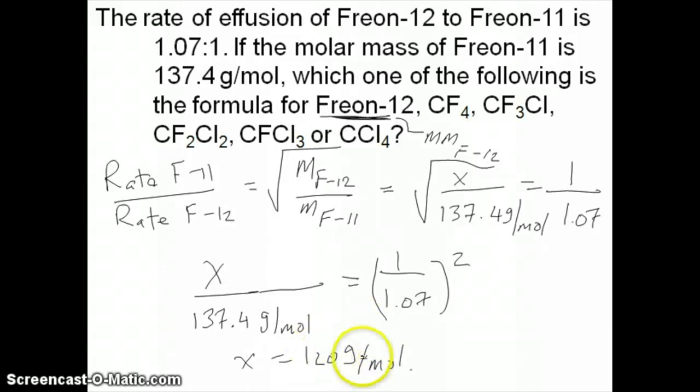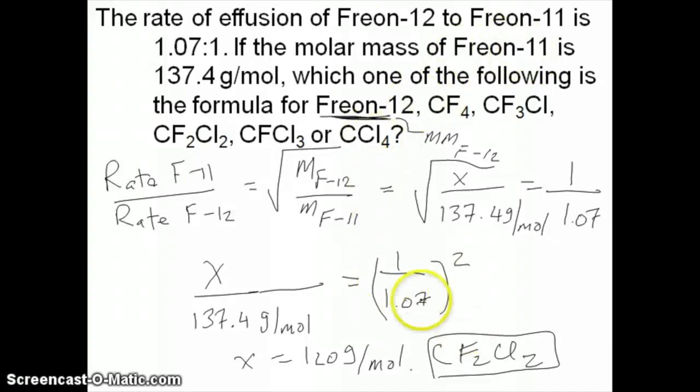Then what you'd have to do is find a molar mass that's closest to this among all of the formulas that are given here, and if you do that, you'll find that CF2Cl2 has that molar mass. This is actually common. You can do this in an experiment. Let's say you make a new gas and you're curious about what the molar mass of that gas is. You can do it in an effusion experiment.